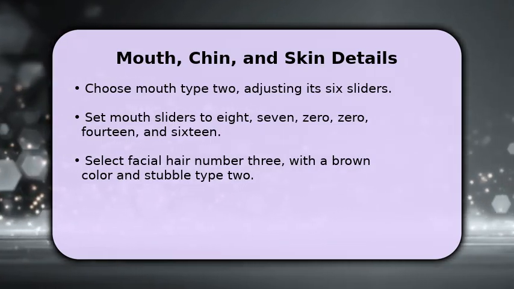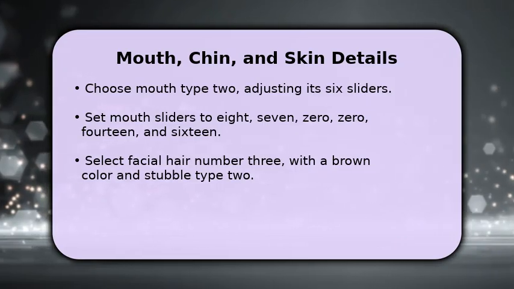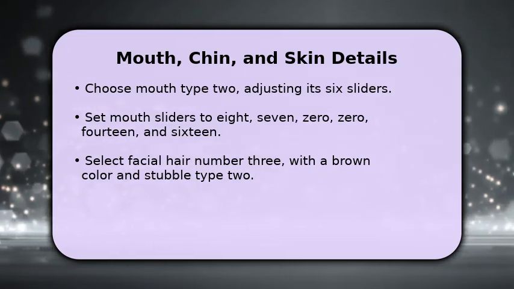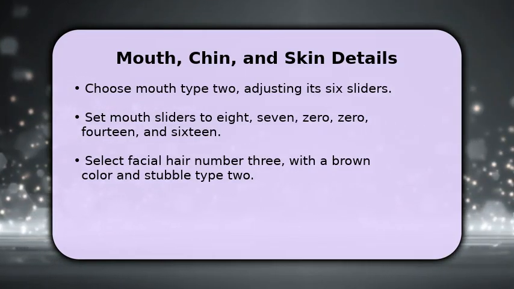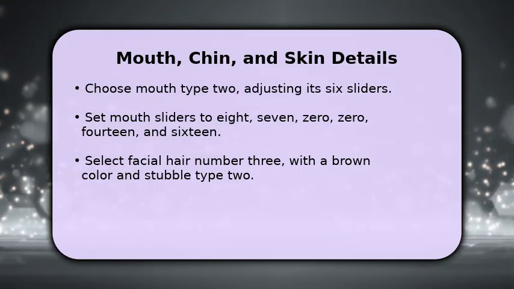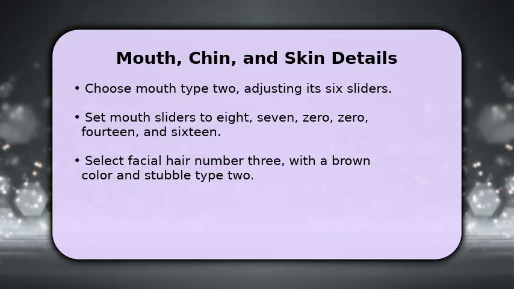For the chin, keep it on default. Then, set its 5 sliders to 0, 8, 0, 10, and 2. Conclude by selecting skin type 9 for the character's complexion.